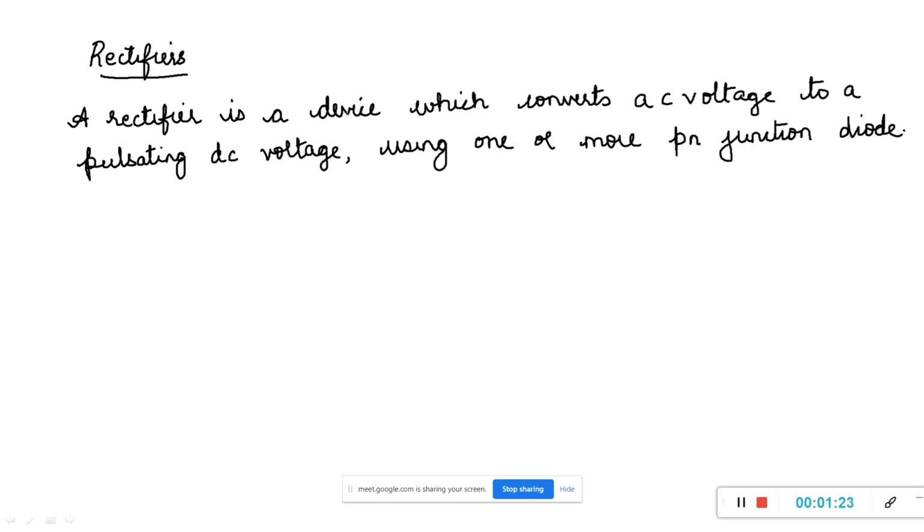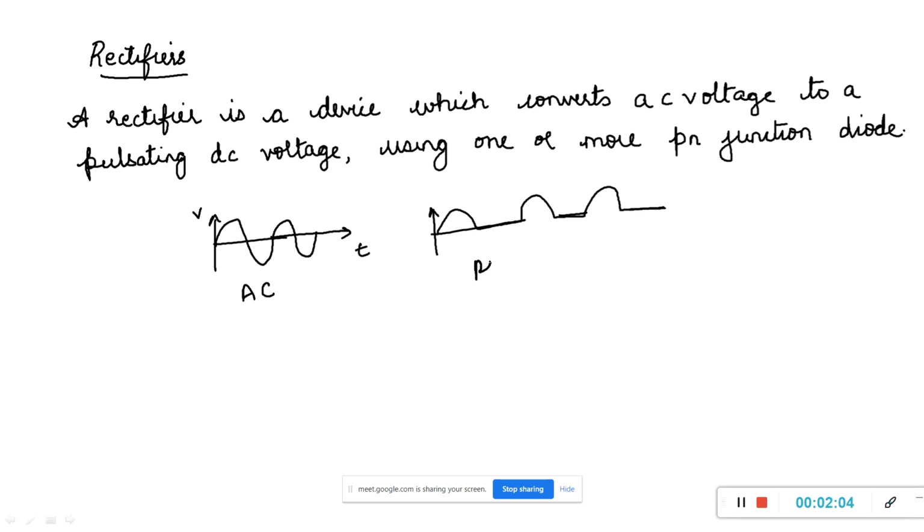So our rectifier is a device which converts AC voltage. AC is like this. This is the AC voltage and time, which converts into pulsating DC like this, maybe like this, pulsating DC. This is also one of the output of the half wave rectifier, full wave rectifier, bridge rectifier. We have three types of rectifiers. Rectifier's function is to convert AC voltage into pulsating DC using one or more PN junction diode. So this is an AC voltage, this is a pulsating DC.